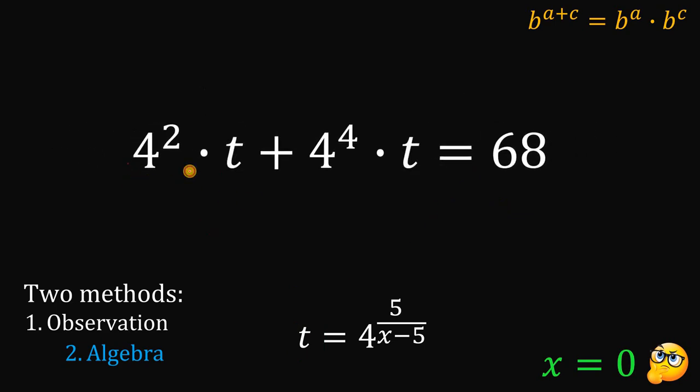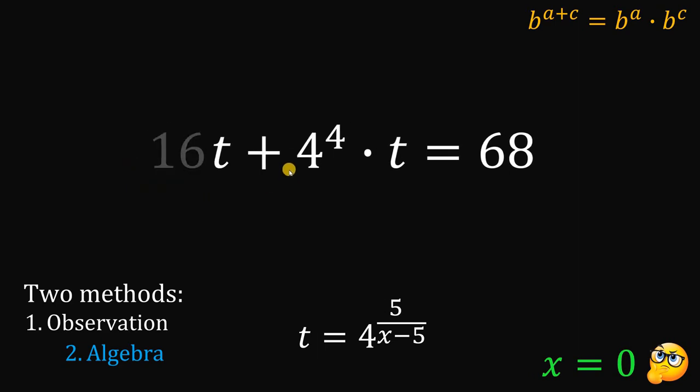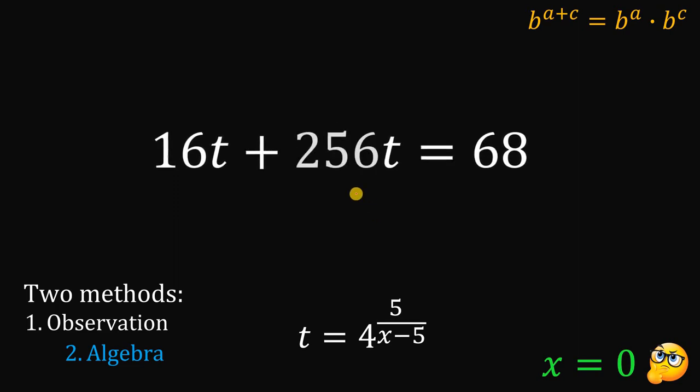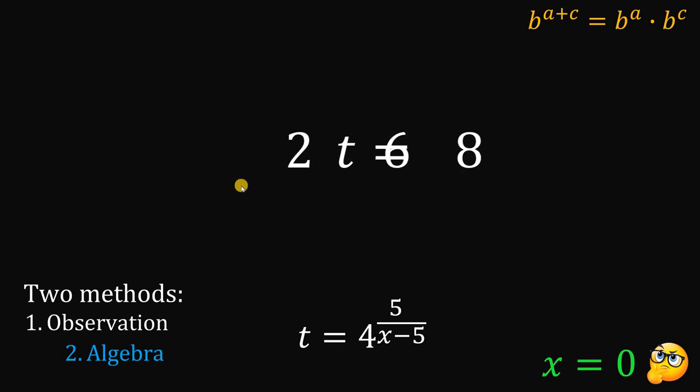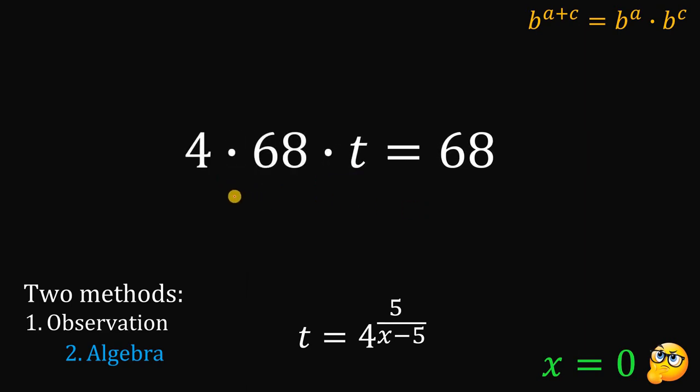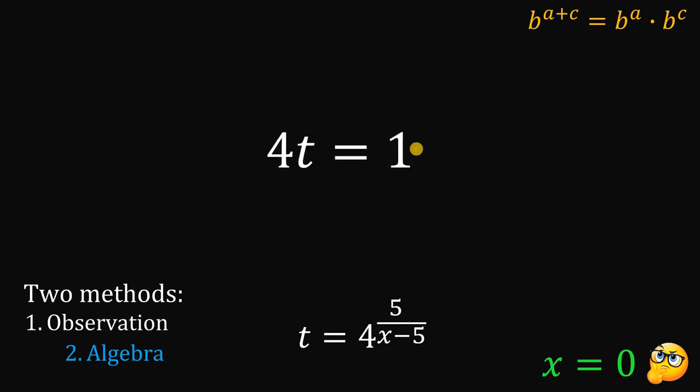Now let's simplify. 4 squared, we know 4 times 4 is just 16. And 4 raised to the power of 4, 4 multiplied 4 times, this is just 256. So we have an equation 16t plus 256t equals 68. Now 16 plus 256, combining like terms, is just 272. Now 272, take note, is just 4 times 68. And divide both sides by 68, so we can cancel out 68 on the left and 68 on the right. So this is just 4t equals 1. Now solve for the value of t.